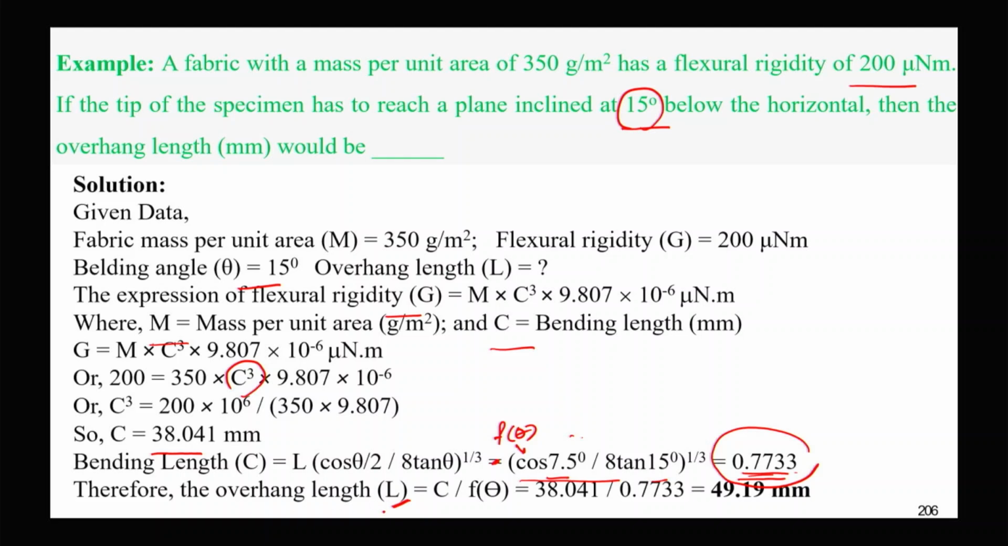Now overhang length L equal to bending length divided by this function. So bending length is 38.041, which we have calculated here, divided by 0.733, it is coming out to be 49.19. So this 49.19 is the overhang length, not the bending length. The bending length we have calculated is 38.041.